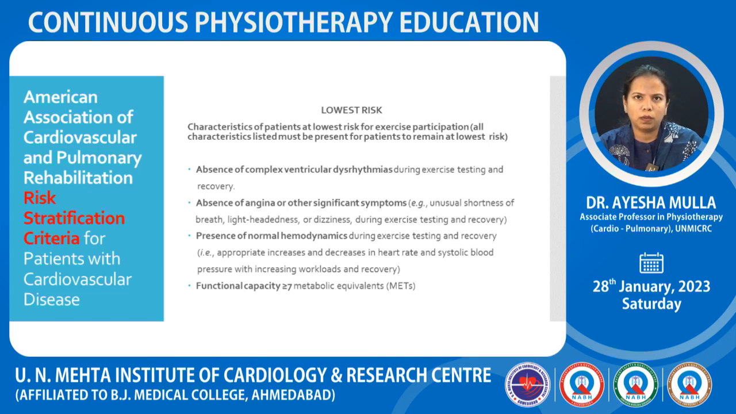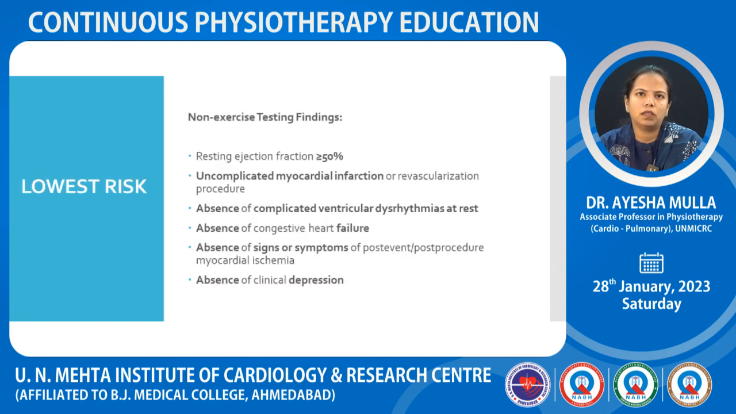So low risk category patients include the absence of complex ventricular dysrhythmia during the exercise testing and recovery, absence of angina and other symptoms, for example unusual shortness of breath, lightheadedness, dizziness during the exercise testing and recovery. Third is the presence of normal hemodynamics during testing and recovery, and last is a functional capacity of more than 7 METs. When a patient is unable to undergo or has not undergone exercise testing, we have to see the following criteria.